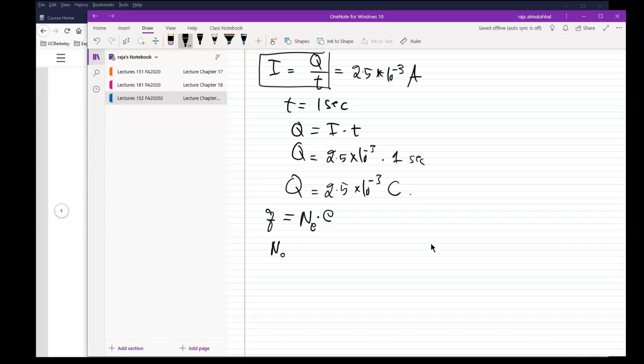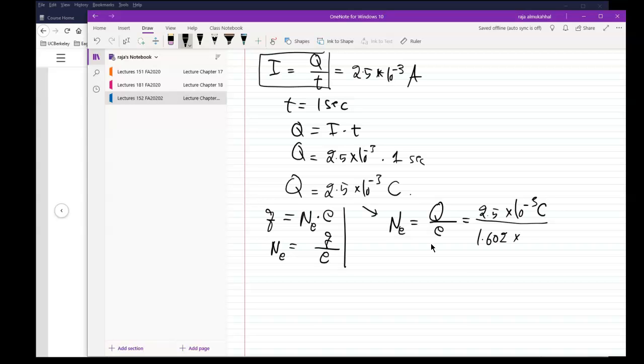So the number of electrons is equal to the charge Q over the fundamental charge. So now, with our situation, the number of electrons is going to be big Q over the fundamental charge. That'll be 2.5 times 10 to the negative 3 Coulomb divided by, what's the fundamental charge? 1.602 times 10 to the negative 19 Coulomb. And then we use the calculator to do that. And if you work it out, you will end up getting 1.6 times 10 to the 16 electrons.